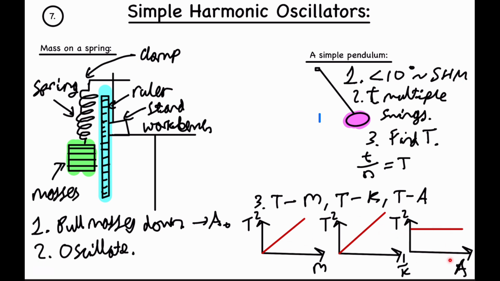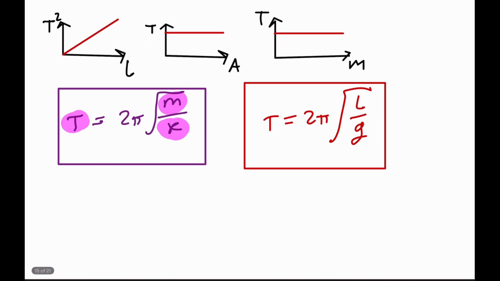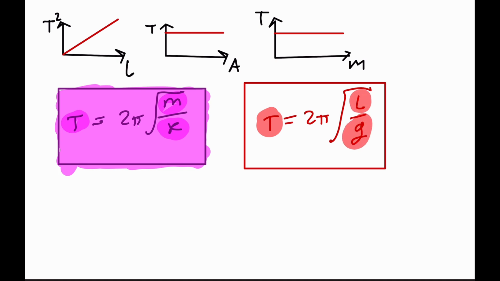But it's not dependent on the amplitude. There's no amplitude in this equation. And if you look at these graphs here, you can see that the time period is only proportional to the length and gravitational constant, and not proportional to or dependent on the amplitude or the mass of the pendulum.